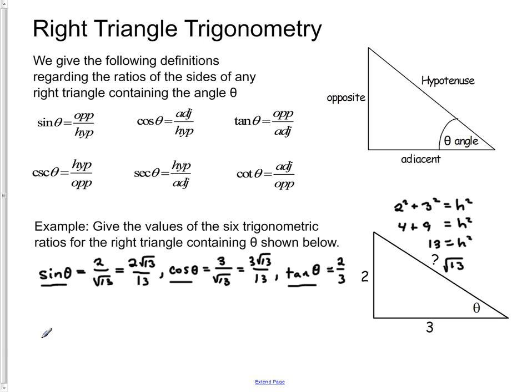The other ones we have to know: cosecant of the angle theta is defined as hypotenuse over opposite, so we get the square root of 13 divided by 2. The secant of the angle theta is hypotenuse over adjacent, so we take the square root of 13 and divide that by 3. And the cotangent of the angle theta is adjacent over opposite. The adjacent side is 3, the opposite side is 2, so we'd say 3/2.